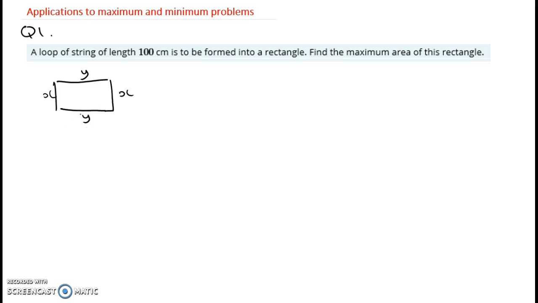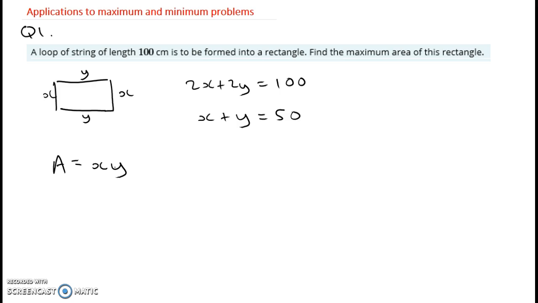We know that the perimeter of the rectangle is 100, so we know that 2x plus 2y equals 100, and therefore x plus y equals 50, if we divide everything by 2 there. Alrighty, we're interested in the area though. The question's asking us to find the maximum area for this rectangle. Now we know that the area we can find by x times y.